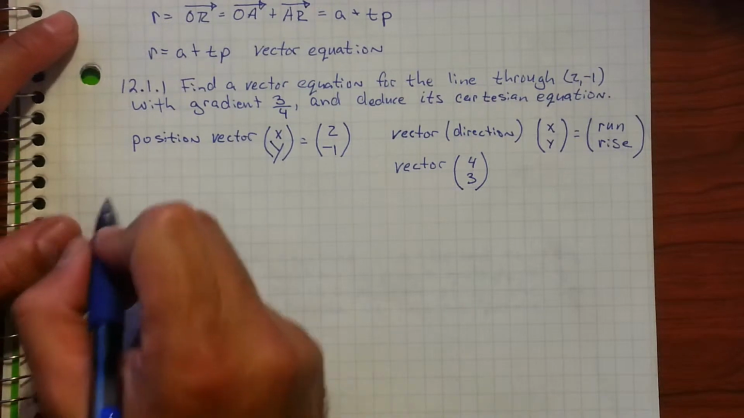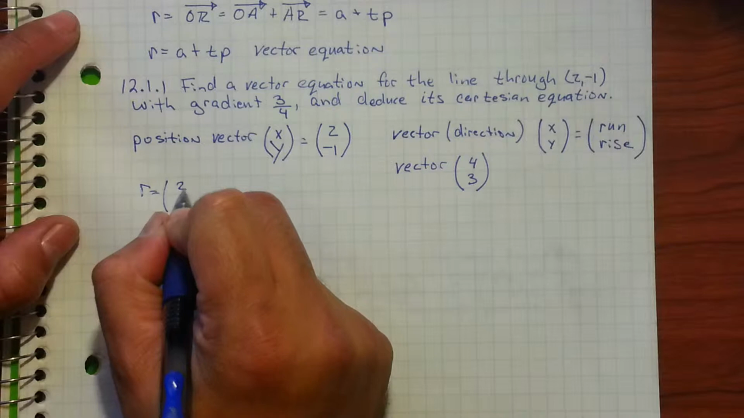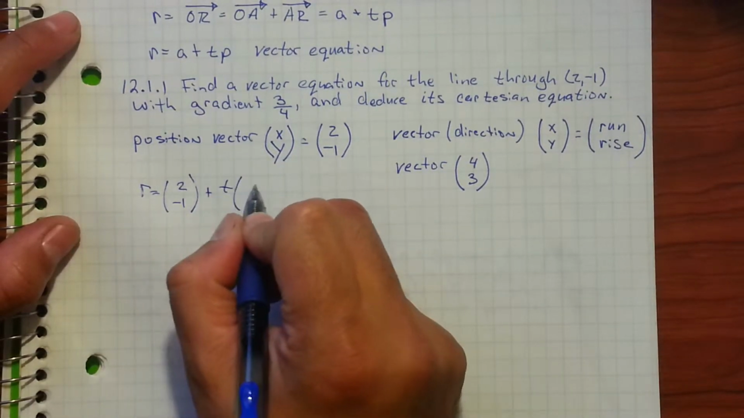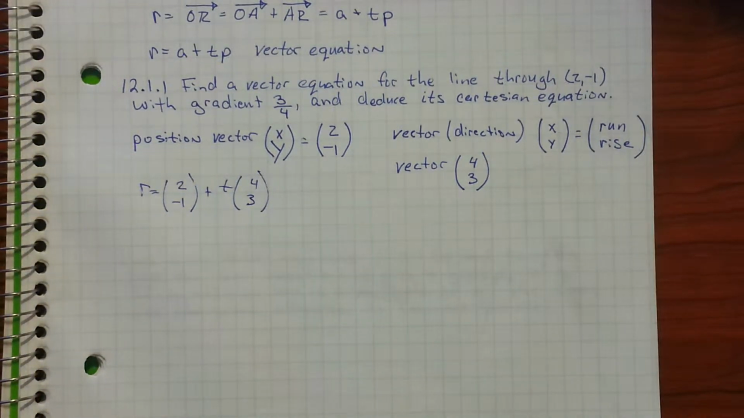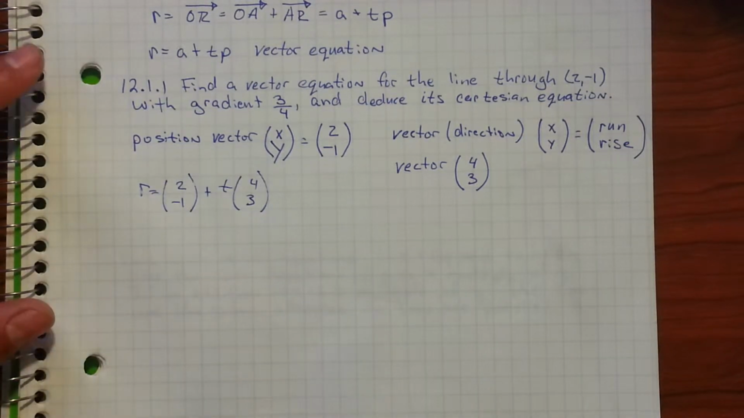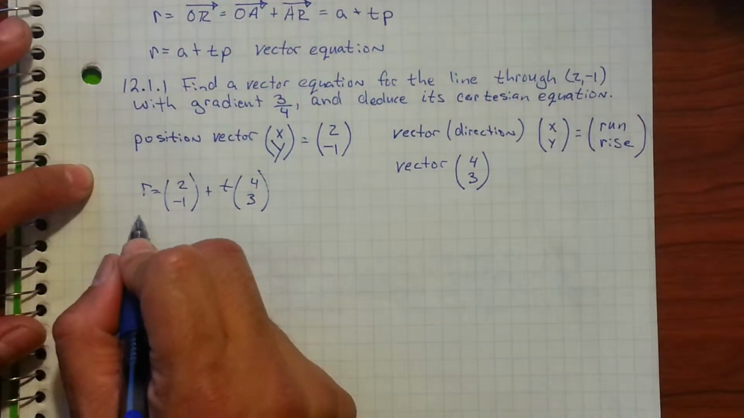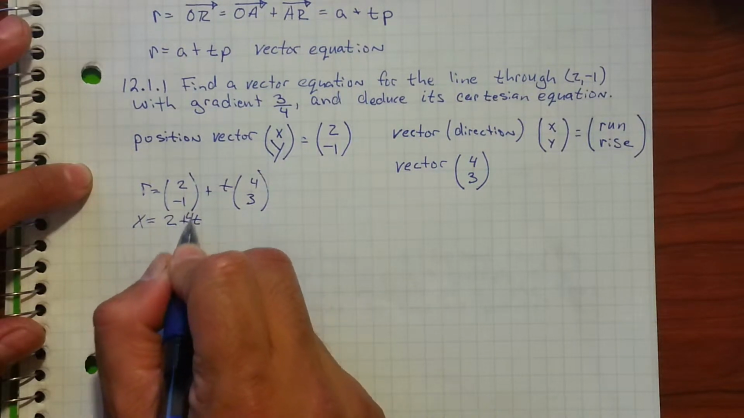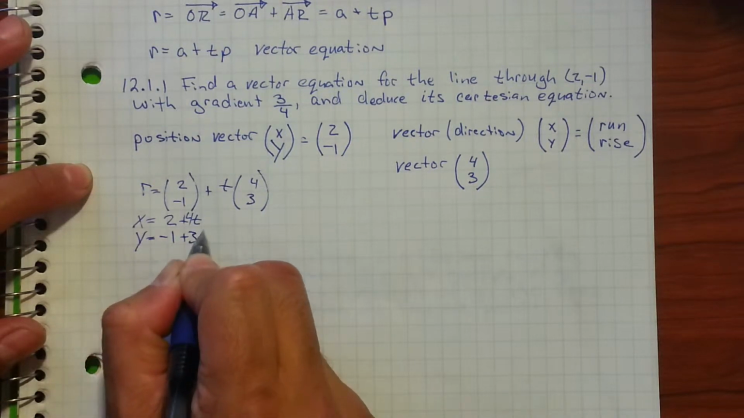So if I were to write my equation, I would get r equals (2, -1) plus t of (4, 3). Now I'm going to show you how to turn this into the Cartesian equation. Let's start with this, and I know that these are my x's and these are my y's, so I'm going to rewrite that as x equals 2 plus 4t, and y equals -1 plus 3t.